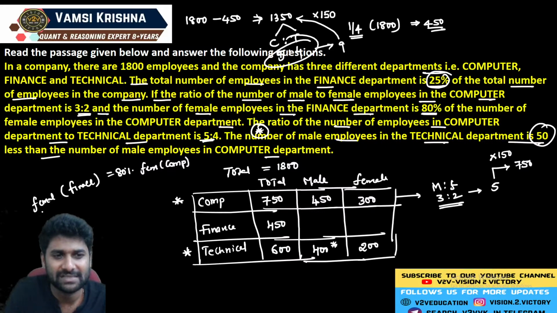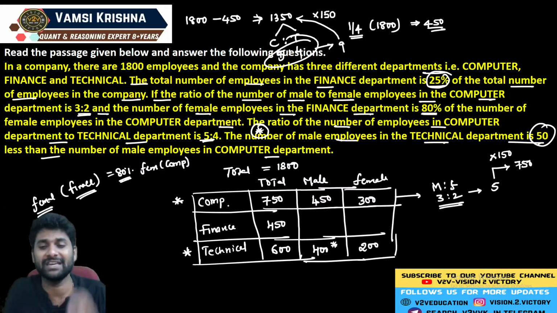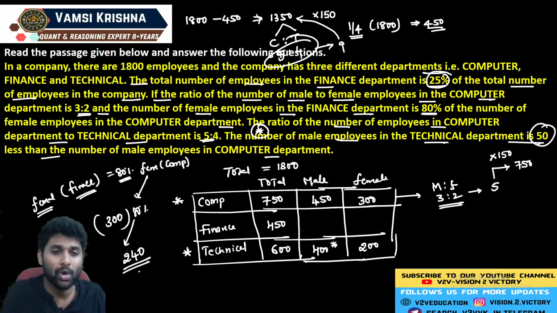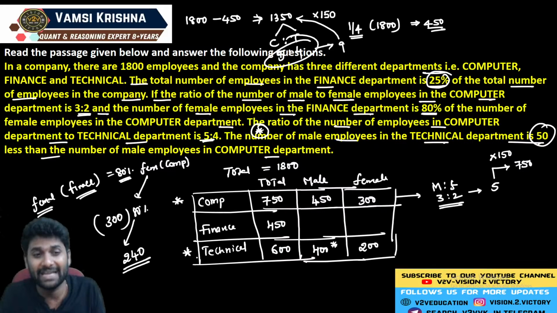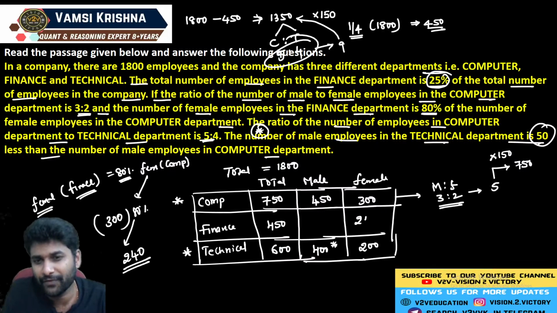And we have a comparison. Number of females in finance is exactly equal to 80% of females in computer. How many females are in computer? 300. So out of 300, just calculate 80%. So 80% of 300 is 240 people. So 240 people are working in the finance department, and that too, they are female.